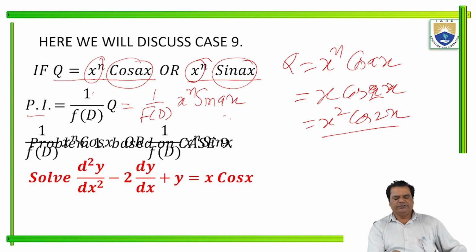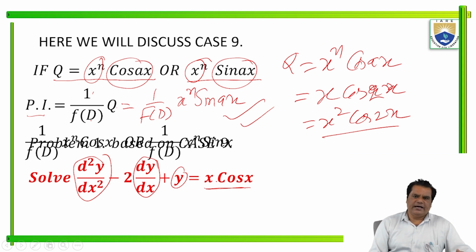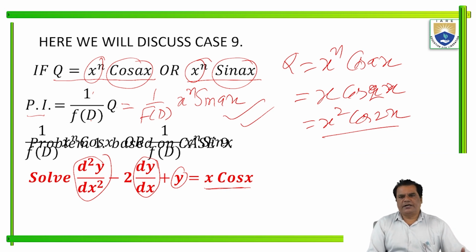So now in this method we want to solve one problem. The problem is d2y over dx2, the second derivative, minus 2 dy/dx plus y equal to x cos x. Here only two functions are multiplied. In the last problem there were three functions multiplied. So there is a lot of change in this question. This question is very easy with respect to the last question, because in the last question there were three functions and in this question there are two. Solving with two functions is a very easy problem.